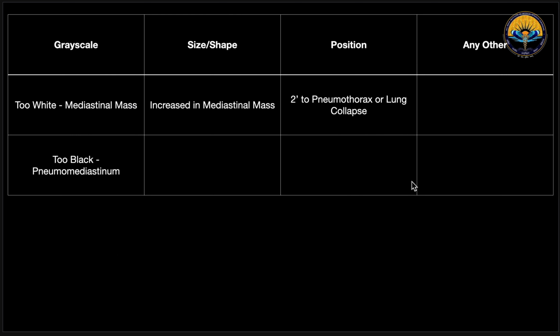So coming to the pathologies of the mediastinum, the first is the pathology of grayscale, where the mediastinum may appear too white, which can be secondary to a mediastinal mass, or the mediastinum may appear too black, and this may be due to pneumomediastinum. There may be an increase in size of the mediastinum, which will be seen in mediastinal mass. There may be a change in position, a mediastinal shift. This could be secondary to pull or pulling of the mediastinum, which could be seen in pneumothorax and lung collapse also.